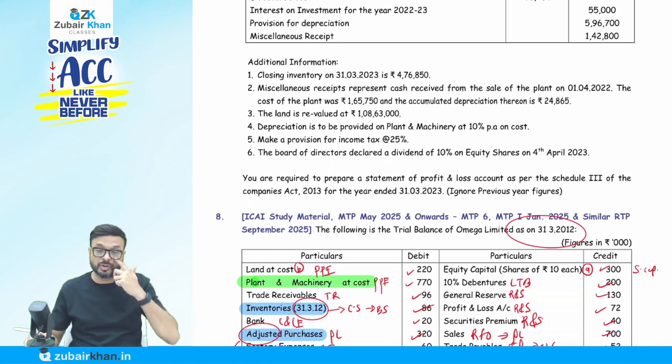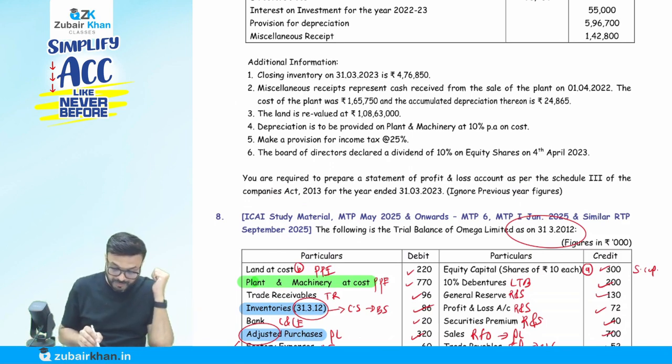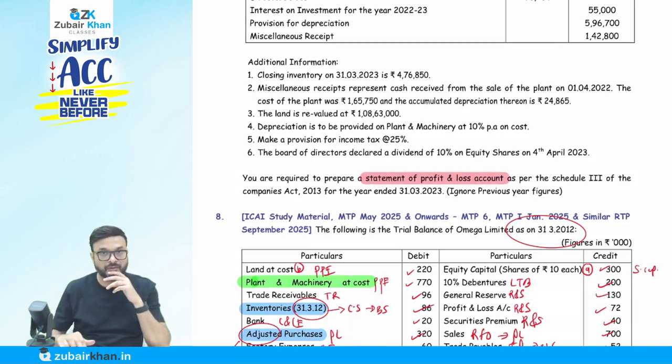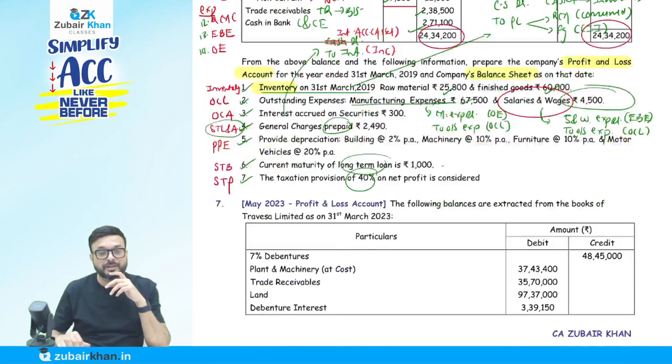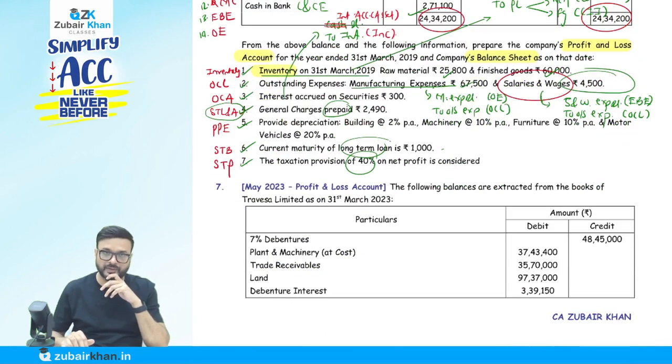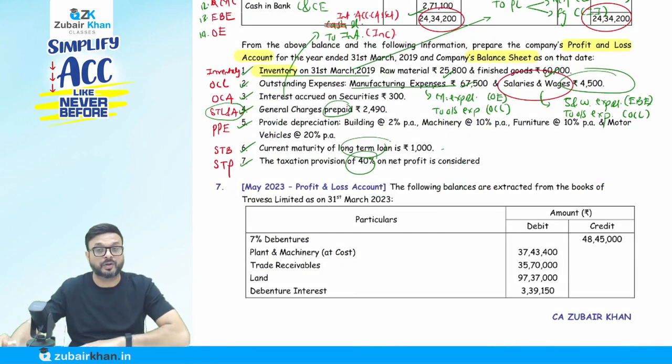Now we'll solve a question where we have to prepare only the profit and loss account. Only the profit and loss account. It's a little bit heavy, not a heavy question. Now we'll take a break for 10 minutes and then we'll solve question number 7. Now break for 10 minutes.